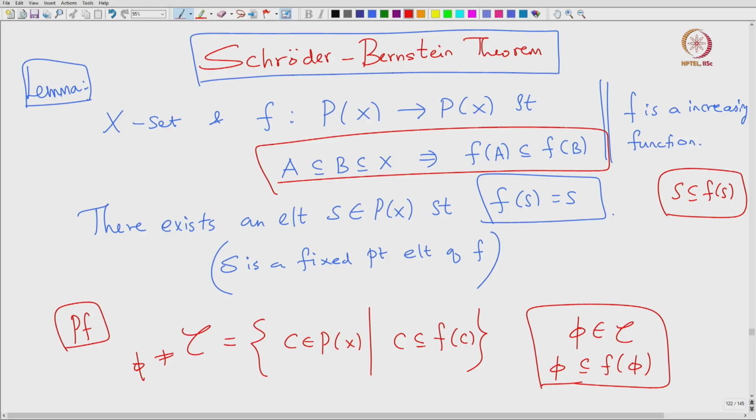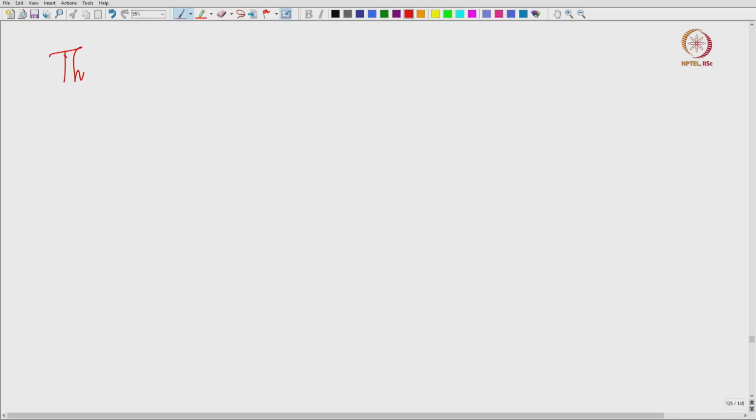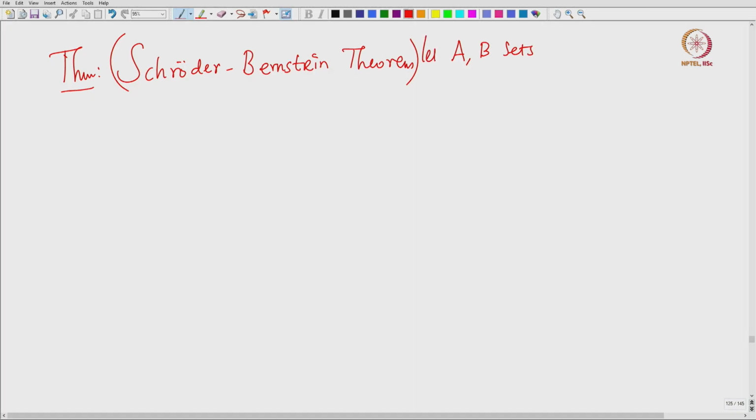So, now use this lemma and then prove this Schroder-Bernstein theorem. So, let us recall the statement. So, here is the theorem. So, what it says, whenever you have injective maps from one set to another set, let us call them A and B, let us call it F, F is from A to B, an injective map, and then G is from B to A, again an injective map.